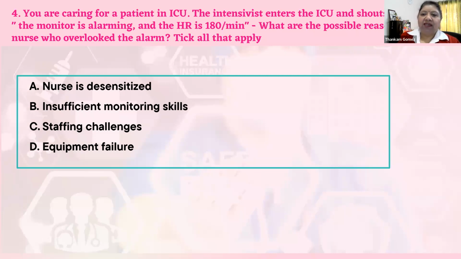One could be that the nurse is so used to the alarm that she's not even bothered, or she does not know how to monitor, or too many patients, too few nurses, so they are not able to attend, or the equipment itself has become faulty. So it doesn't matter what is the reason. As an ICU nurse, I'm supposed to attend to the alarm to figure out what is happening.